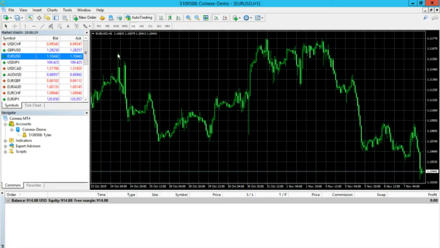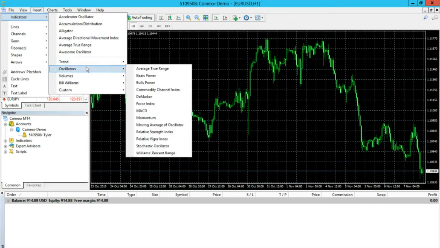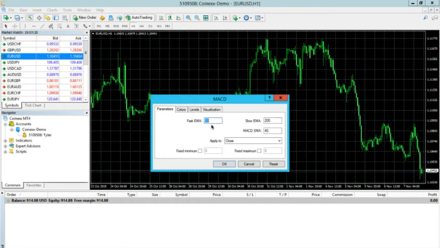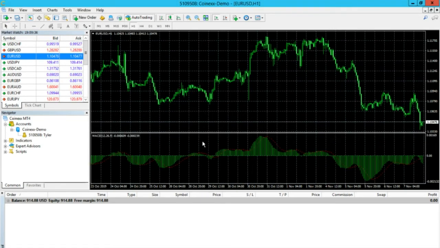All right, so now we're here in the MT4 platform, and to add the MACD indicator, you simply go up here to Insert, here to Indicators, here to Oscillators, and then you'll go here to MACD right there. And here you can choose whatever you want. The default is 12, 26, and 9, so I'll just show that as an example. Here's the fast exponential moving average, the slow exponential moving average, and the MACD simple moving average. You can also change the colors in here, just so you know, to whatever you want. But I'll go ahead and click OK, and there you have it.